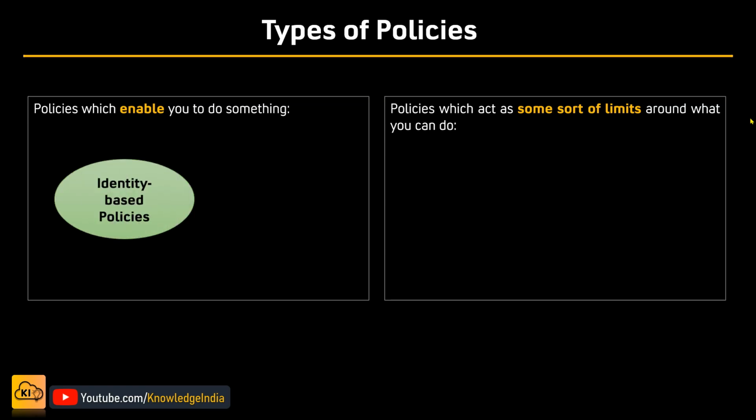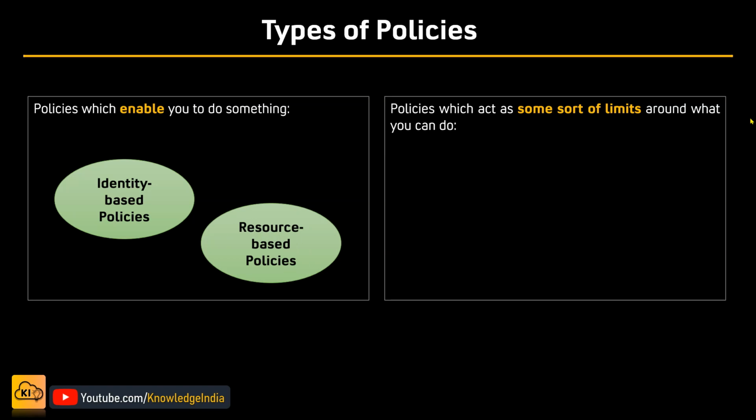The policies which enable you to do something are identity-based policies and resource-based policies. I hope you remember, identity-based policies are those policies which you directly attach to an identity. An identity could be an IAM user or an IAM role, right? And you may attach a customer managed policy, an AWS managed policy, or an inline policy, right? So those are the identity-based policies which you directly attach to an IAM user or to an IAM role.